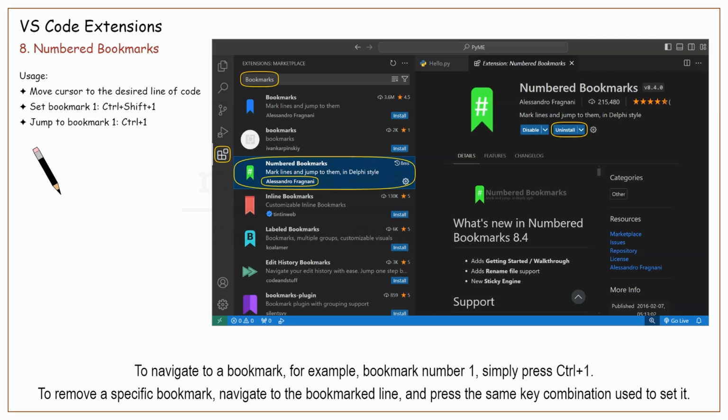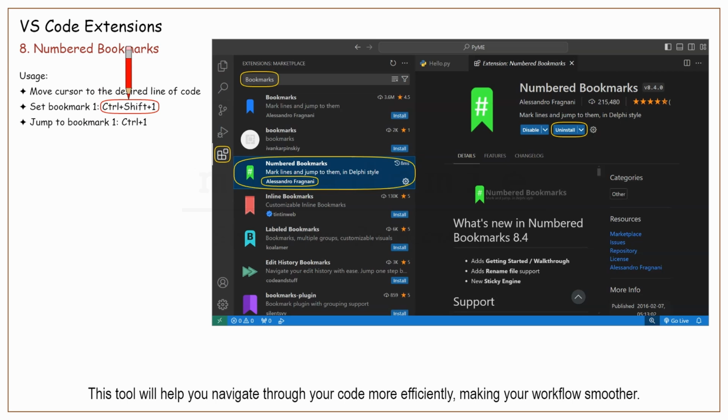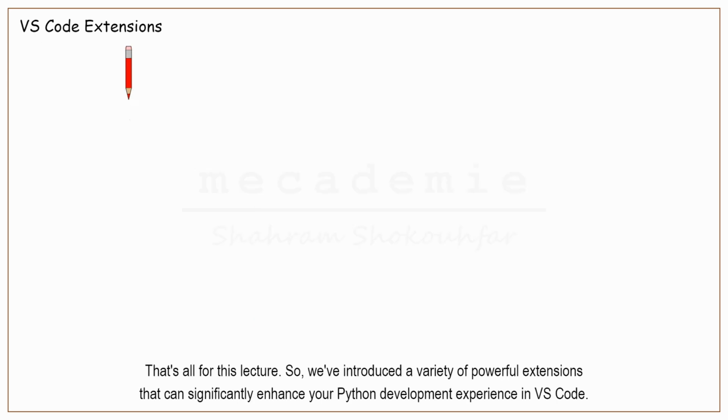To remove a specific bookmark, navigate to the bookmarked line and press the same key combination used to set it. This tool will help you navigate through your code more efficiently, making your workflow smoother. That's all for this lecture.